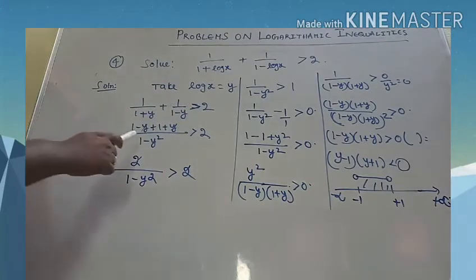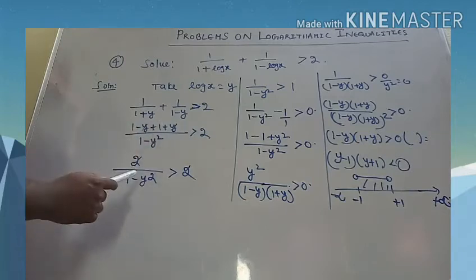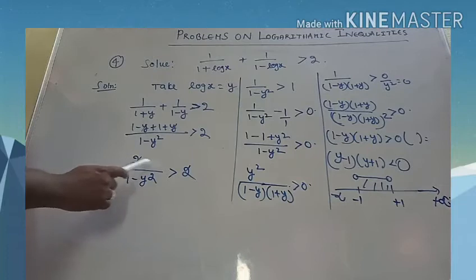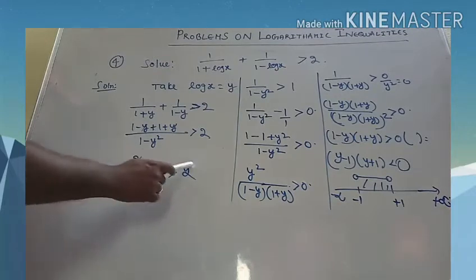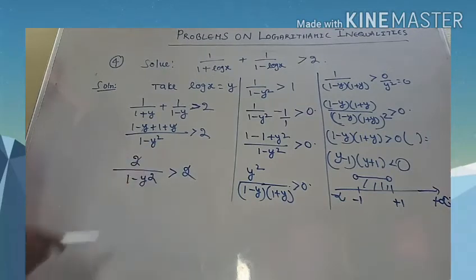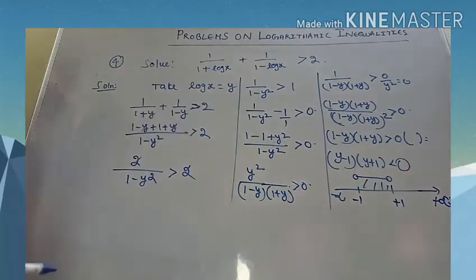Now you take the LCM, 1 plus y into 1 minus y, that is 1 minus y square. This is now 1 minus y plus 1 plus y. This minus y plus y will cancel. This is greater than 2. Now 1 plus 1, that is 2. 2 by 1 minus y square greater than 2. Now we can cancel this 2 on both sides because it is a positive quantity. That means we can divide by 2 on both sides. Then we will get 1 by 1 minus y square is greater than 1, right?